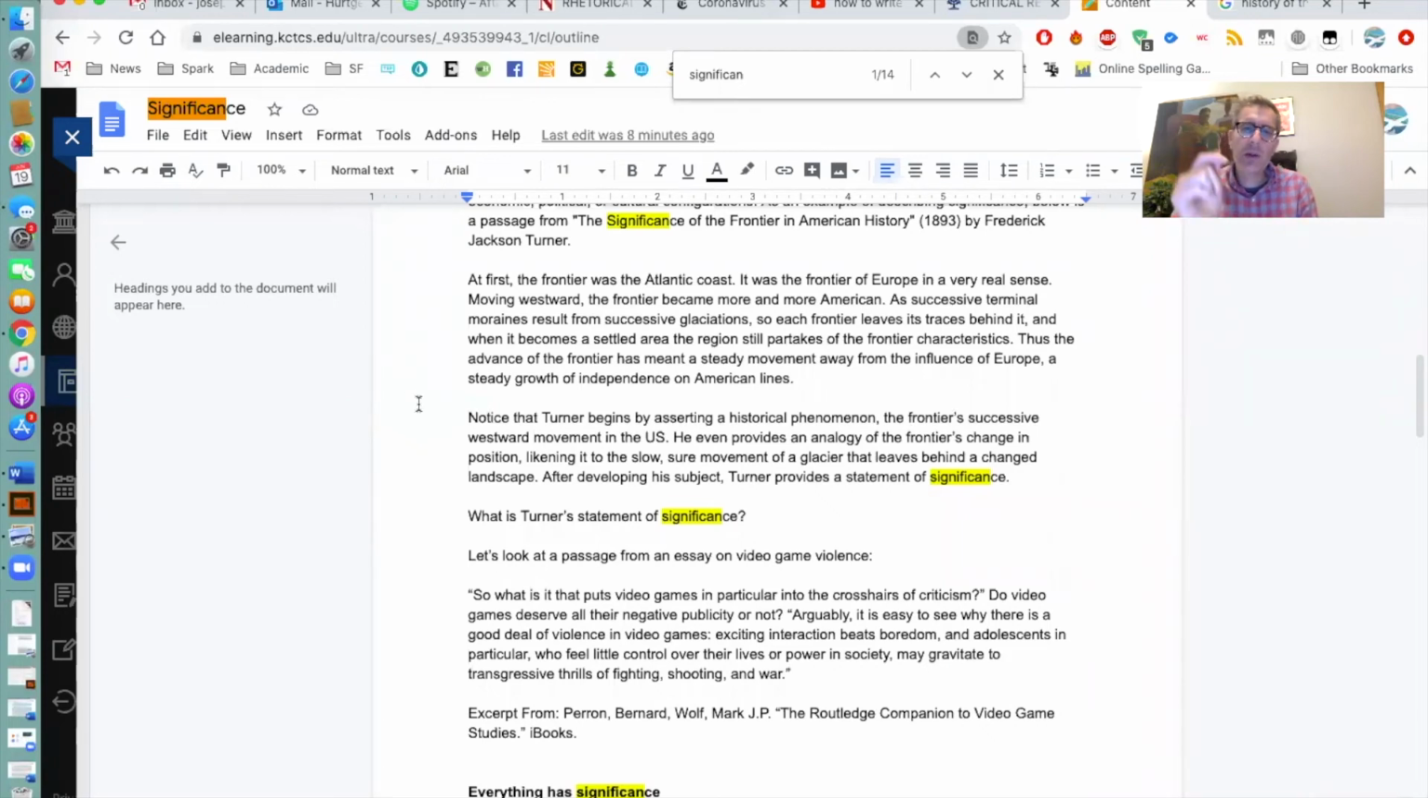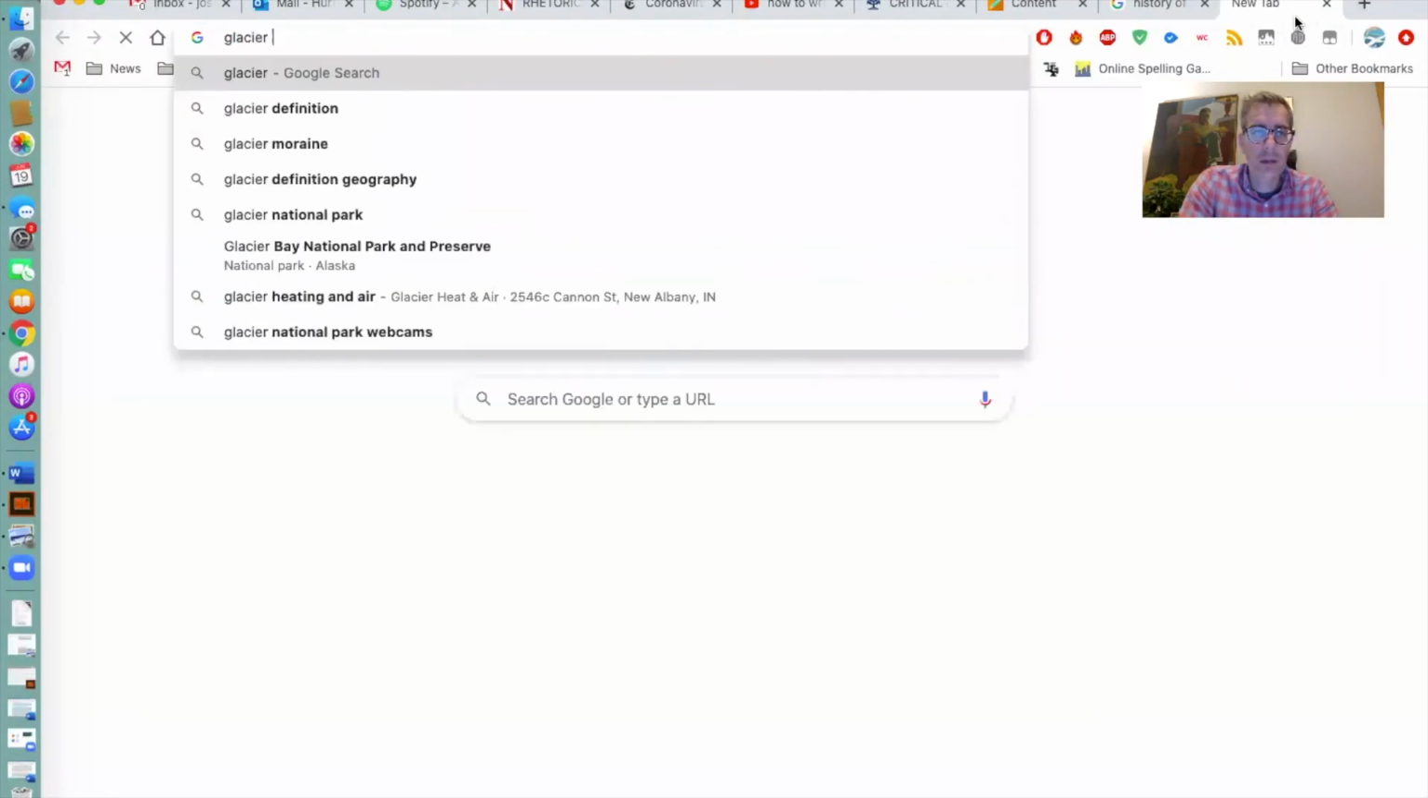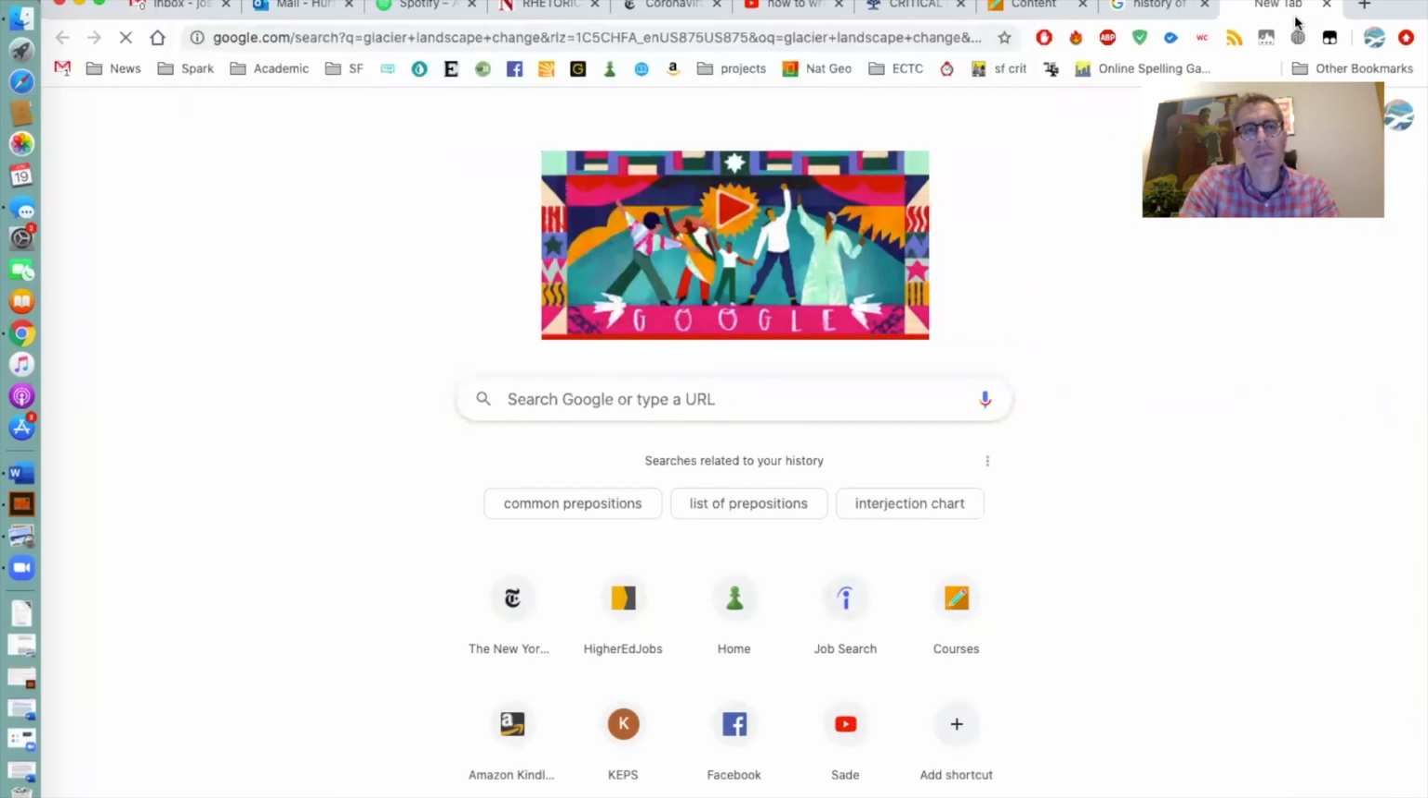Okay, so Turner begins by asserting a historical phenomenon, the frontier's successive western movement in the US. So people are continuing to move further and further west, more people pouring in until finally they reach California and they've settled everything. And Turner even provides an analogy of the frontier's change in position. He compares it to the slow, sure movement of a glacier that leaves behind a changed landscape, right? And we saw the glacier landscape change.